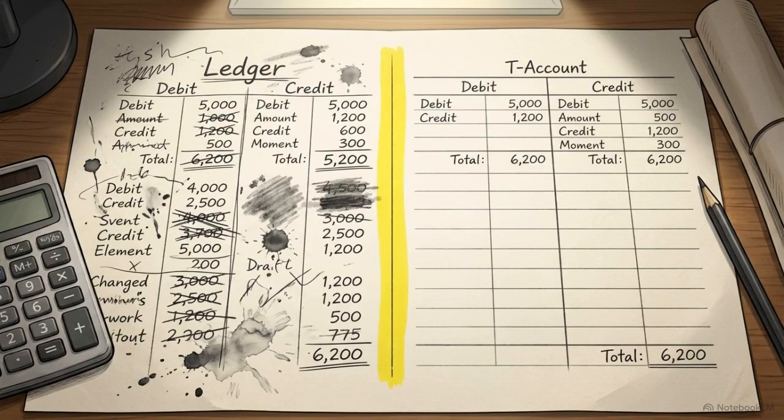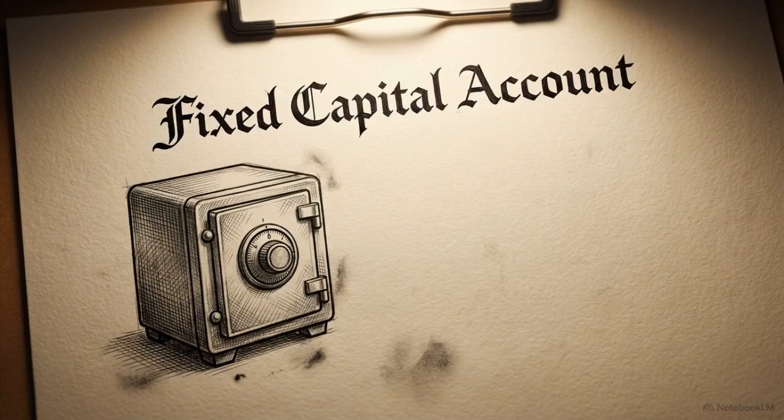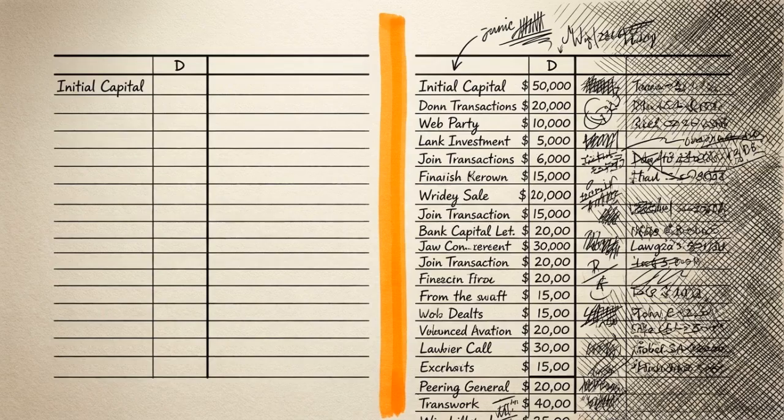Now, let's solve the exact same financial scenario, but applying the fixed capital method instead. The core logic of the fixed method is protection. It creates a strict firewall between a partner's permanent investments and their volatile daily transactions.